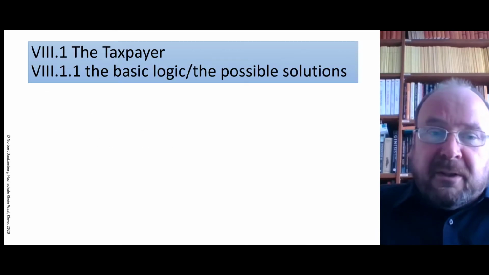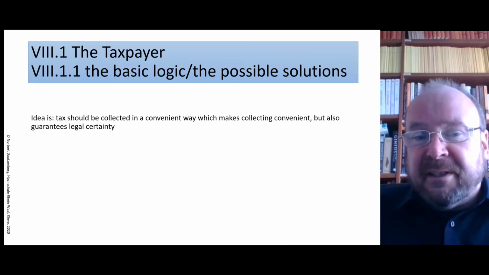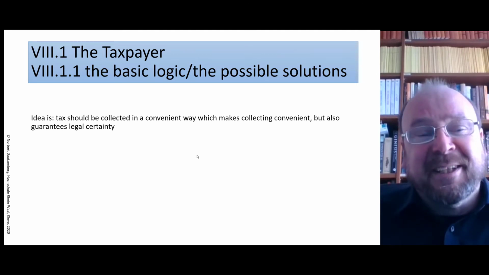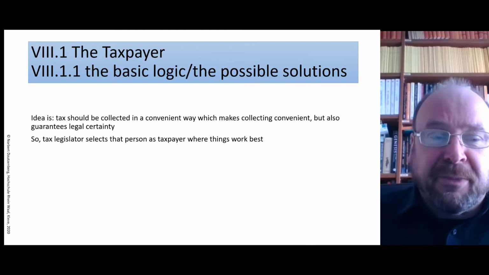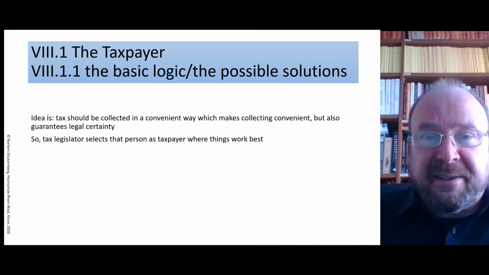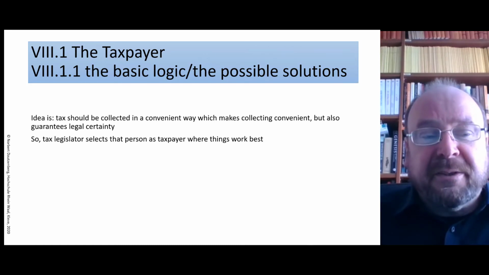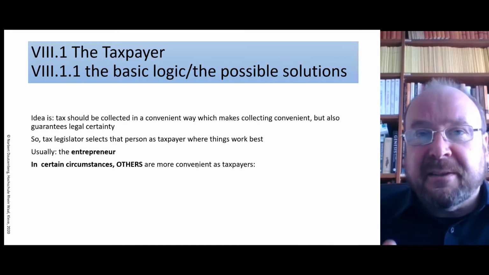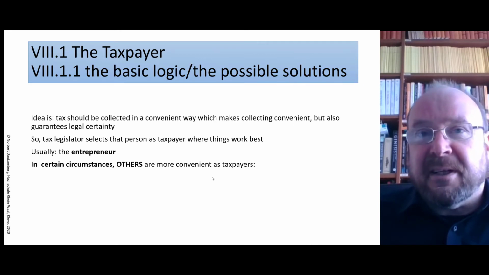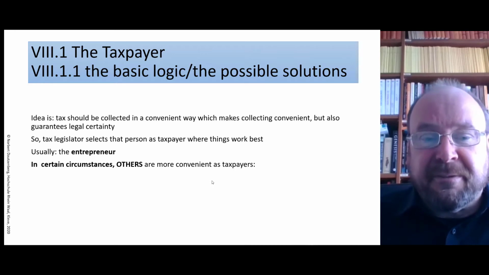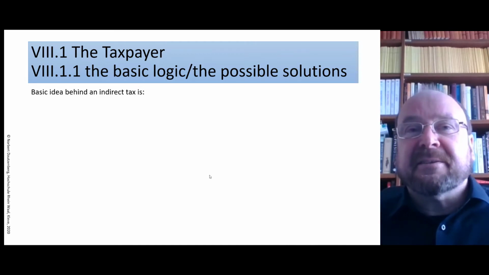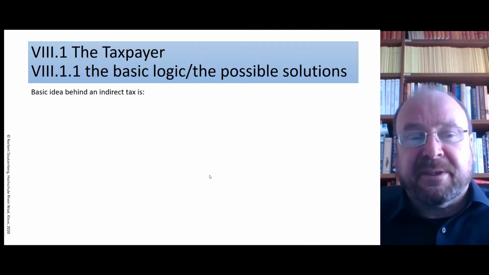The basic logic behind all that is that the tax should be collected in a convenient way, which makes collecting convenient, but also guarantees legal certainty. So when the law says we want the taxpayer where things work best, that is why we take the entrepreneur. You need to write that clearly into the law. Usually it will be the entrepreneur, but under certain circumstances, others are more convenient as taxpayers from the perspective of the tax legislator. And so that is why they choose these people. So it's not a trivial question to find out who the taxpayer is.